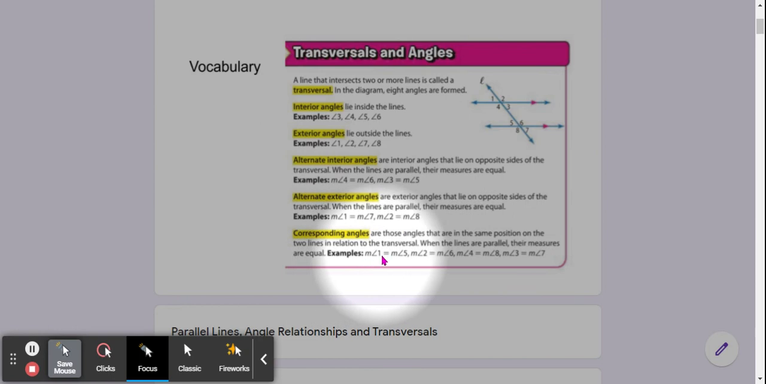And then corresponding angles are those angles that are in the same position on the two lines in relation to the transversal. So the measure of angle 1 and the measure of angle 5 are going to be the same. That's because of this transversal. It's saying that this line is the same as this line, and it's cutting through here. So that angle is going to be the same because it's like a railroad track. If you put a line through a railroad track, the angles are still going to stay the same. So like this 2 would be the same as the 6. The 7 would be the same as the 3. The 4 would be the same as the 8, and so on.